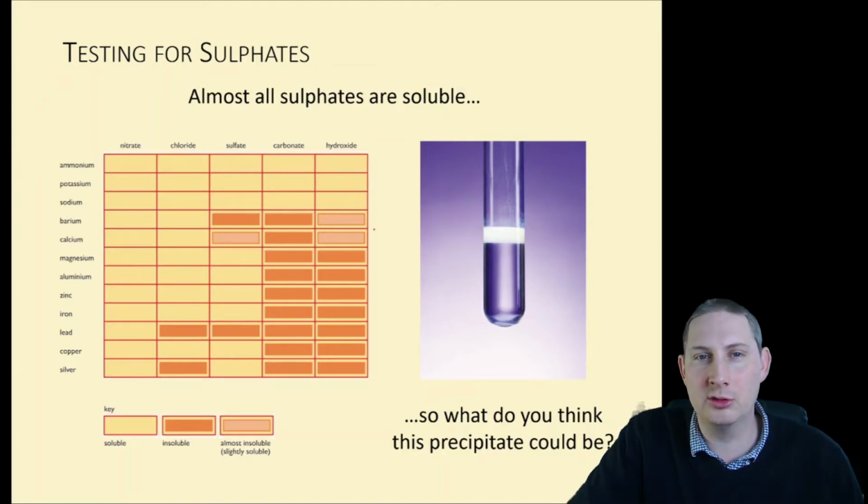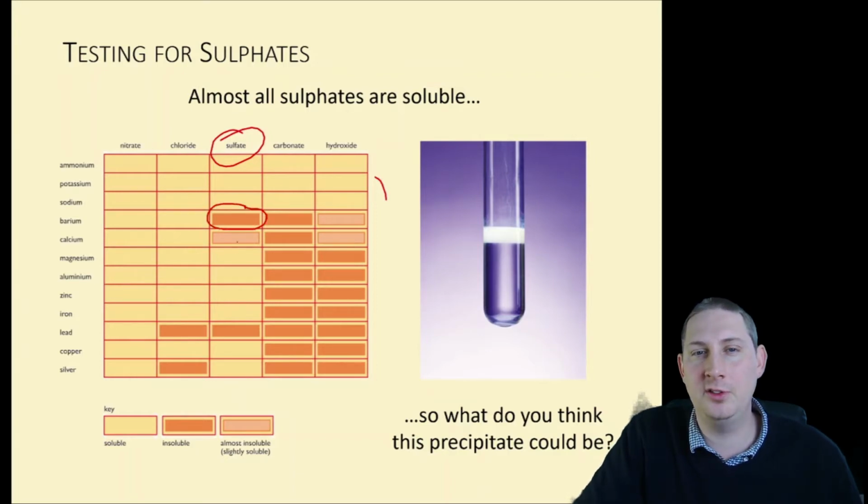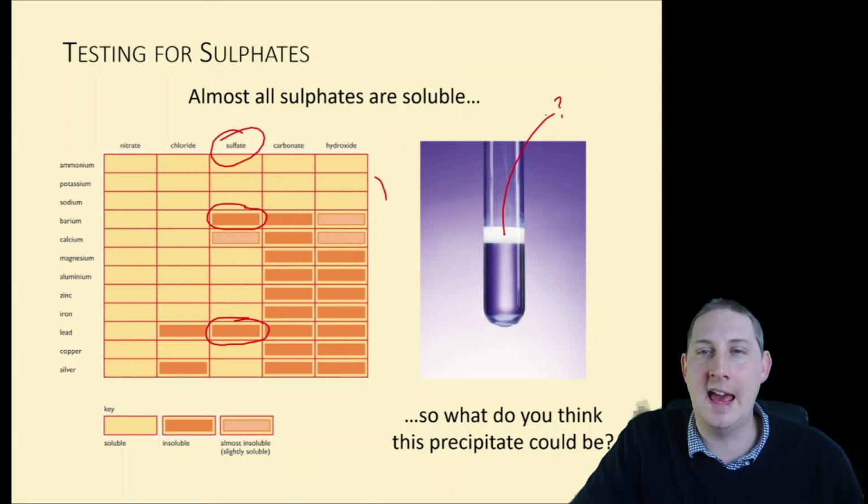Again, just like the chlorides, most sulfates are soluble with a few exceptions. Barium sulfate is insoluble. Calcium sulfate is slightly soluble. And lead sulfate is insoluble. What do you think this precipitate might be? Well, again, we're not going to let you play with lead in the lab. So this is going to be barium sulfate.